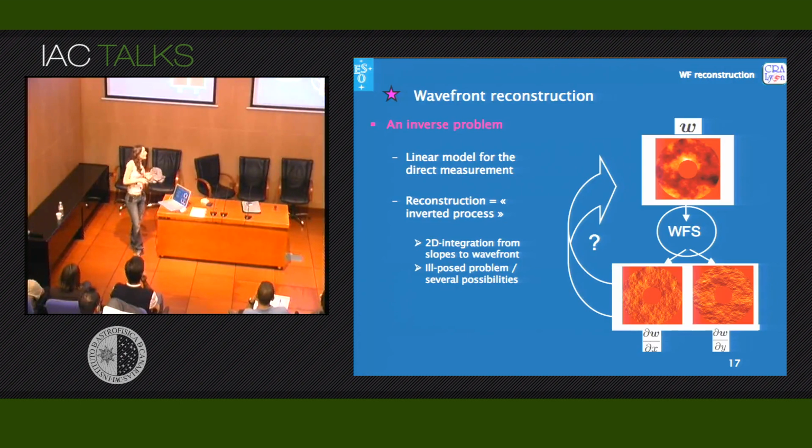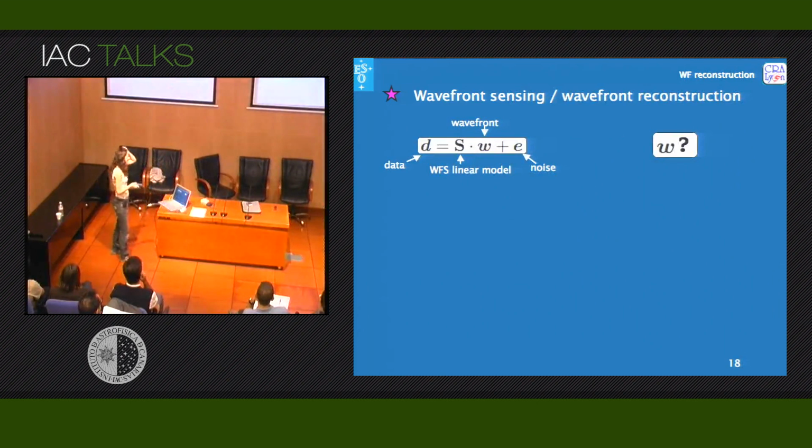So when you use equations to do this, you model the data as coming from the linear model of the wavefront sensor, applied on the perturbed wavefront, and the data are noisy. And what you want to obtain is a reconstruction of the wavefront, W. So you obtain this estimated wavefront with a linear reconstructor. You apply it on the data, and R is the linear reconstructor we are looking for.